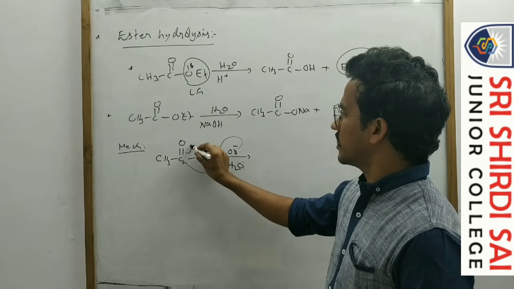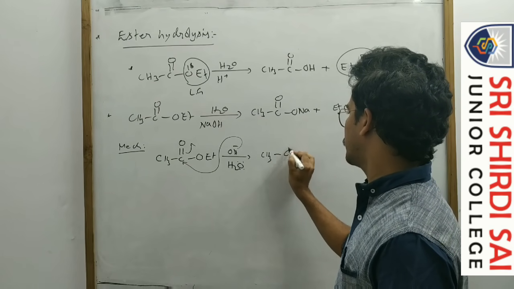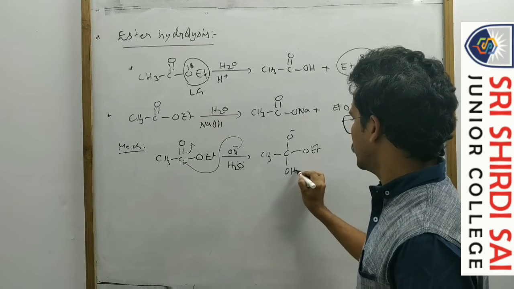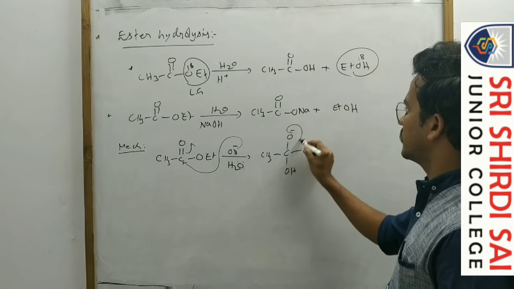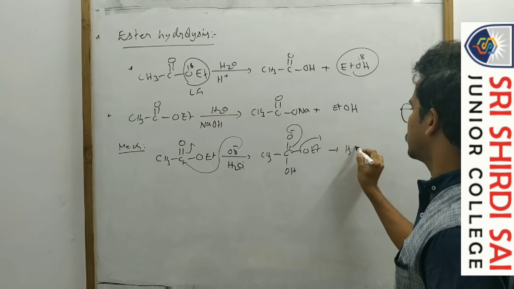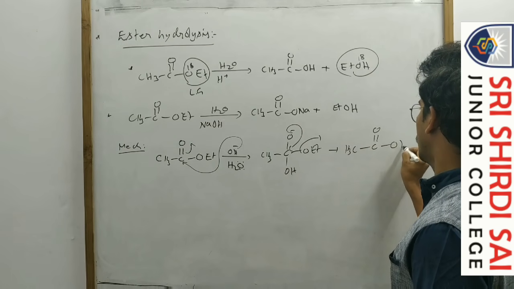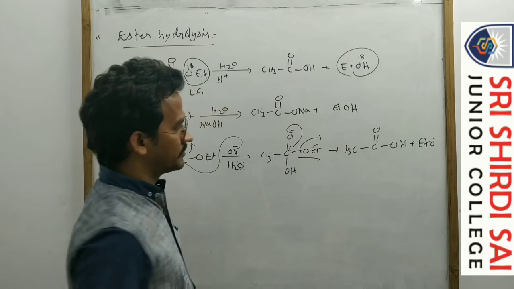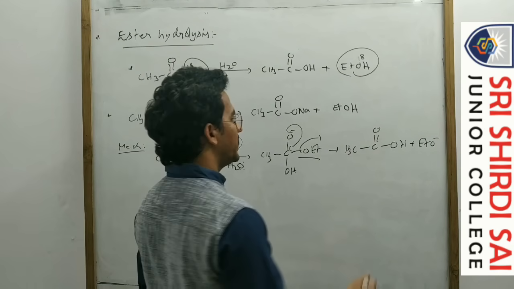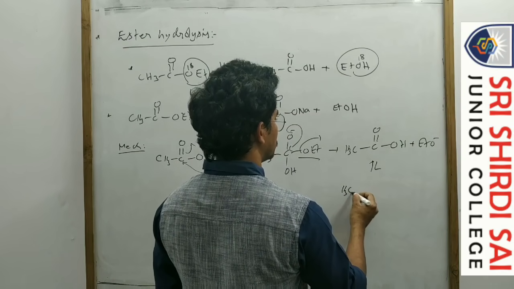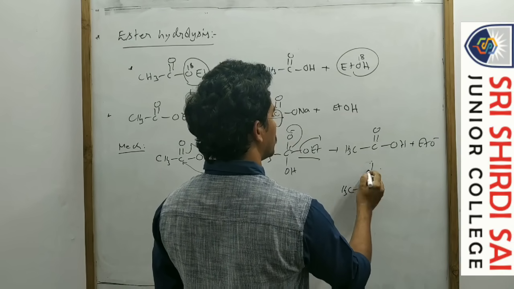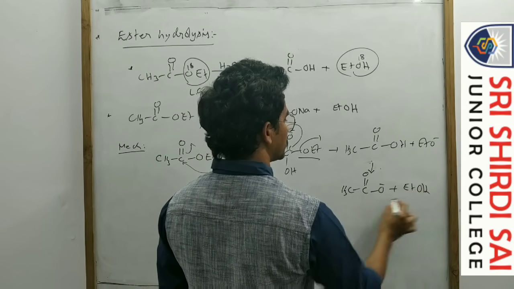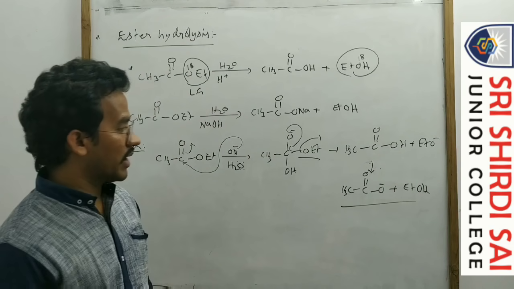The charged species attacks on this positively charged carbon. So here CH3, C, O minus, ethoxy group, and this OH. So the next step is reformation of the pi bond, leaving out this ethoxy group: double bond O, OH plus EtO minus. Okay, what is the leaving group? So now immediately proton transfer takes place: CH3 double bond O minus plus EtOH. These are the products in basic medium hydrolysis.